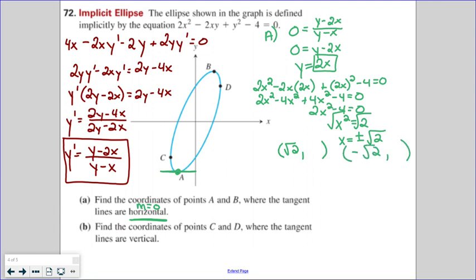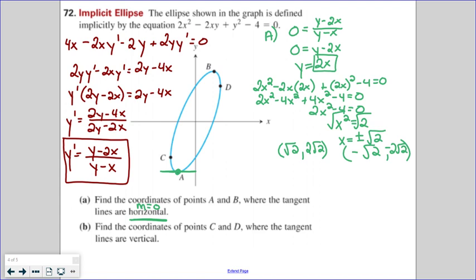And now I need to go find my y values for those other ordered pairs. We'll go back up to where we were here. This is really easy. y is going to equal 2 times our x value. So take your x value and plug it in there. y is going to equal 2 square root of 2, or negative 2 square root of 2. Questions on that?